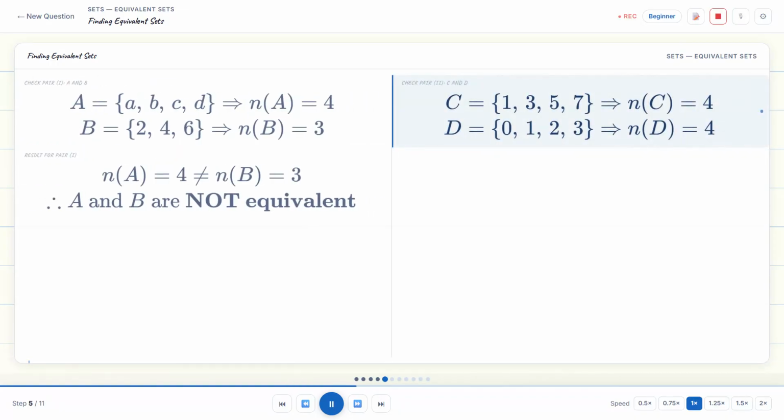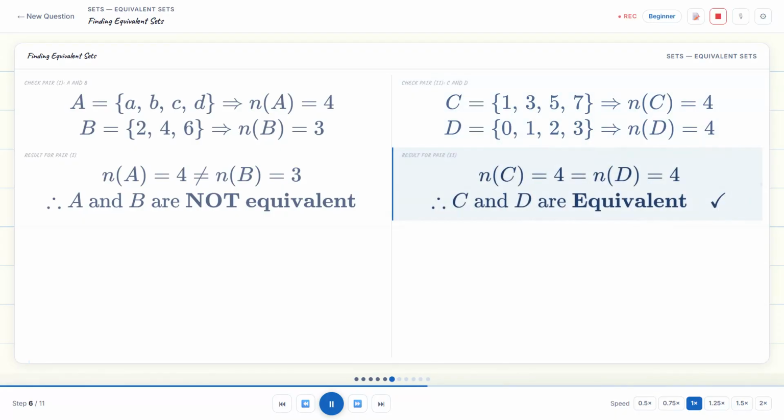Now let's count set C. We have 1, 3, 5, 7. That is 4 things. And set D has 0, 1, 2, 3. That is also 4 things. Oh, they match. Both sets have 4 things inside. The things are different, but the count is the same. So C and D are equivalent. Great.